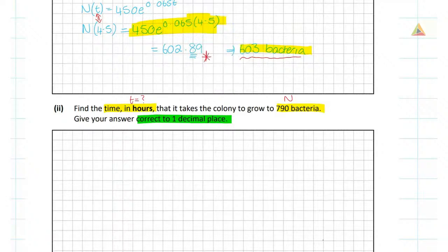Okay, so we're going to just start with our formula again. N of T is 450 e to the power of 0.065 T. This time, what we know is that N is 790. So I'm going to replace my N with 790, and I'm just going to flip around the way the equation is written. So that's 450 e to the 0.065 T, which is going to be equal to N, which we know is 790.